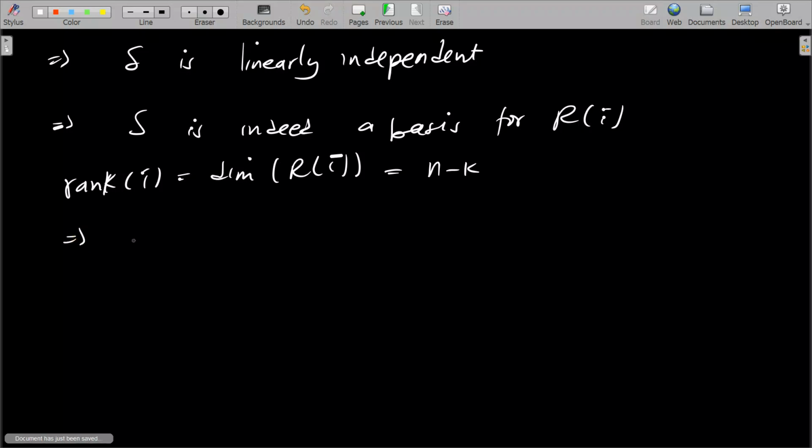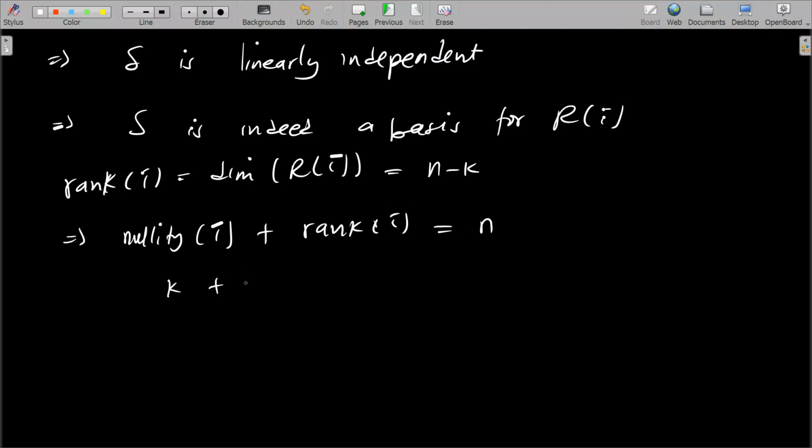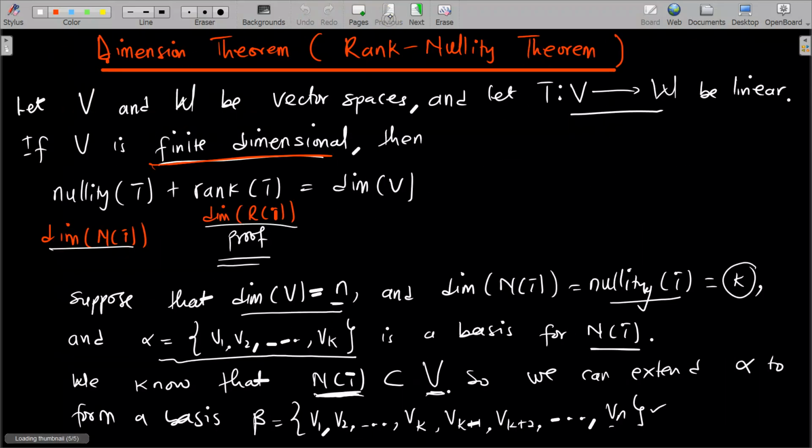And if you look at it very carefully, the nullity of T plus the rank of T is equal to n, because you're going to have k plus n minus k, and that is n, right? And so this proves the theorem that we stated, that if V is finite dimensional and T is linear, then this holds. So this is a very crucial result in linear algebra. I'm going to use it in more theorems to come up.